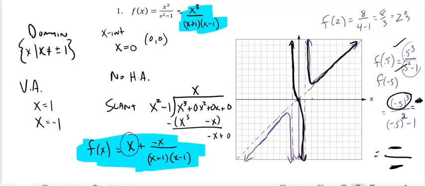This piece hugs the two lines, satisfies one test point. This one I was just pretty happy I was going to do that because of the symmetric nature of this thing. And that is the graph of that function.